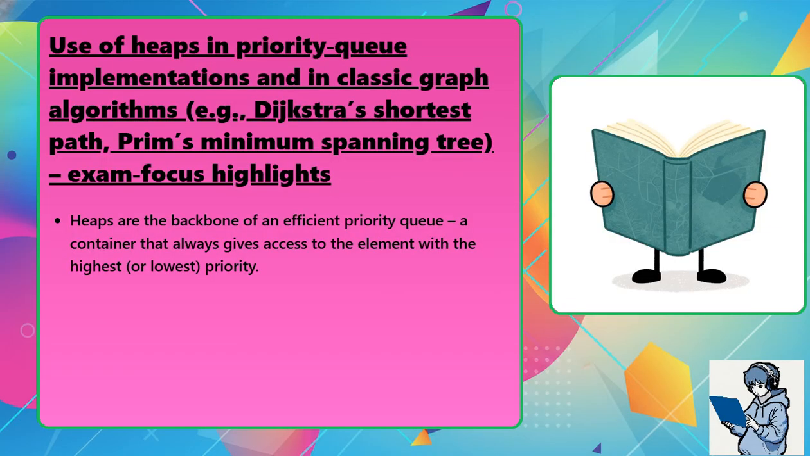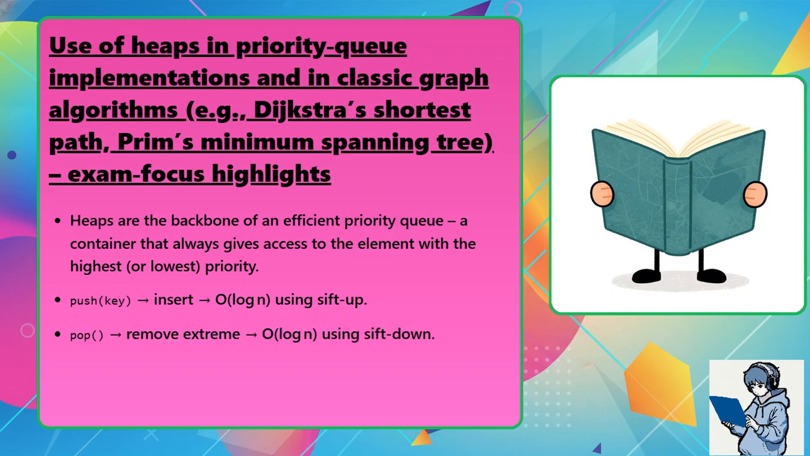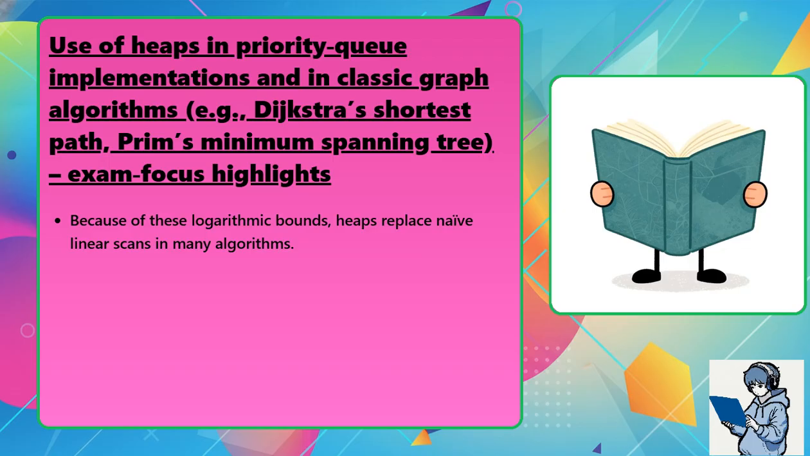Heaps are the backbone of an efficient priority queue, a container that always gives access to the element with the highest or lowest priority. Push key inserts with O(log n) using sift up. Pop removes the extreme with O(log n) using sift down. Peek reads the root with O(1). Because of these logarithmic bounds, heaps replace naive linear scans in many algorithms.